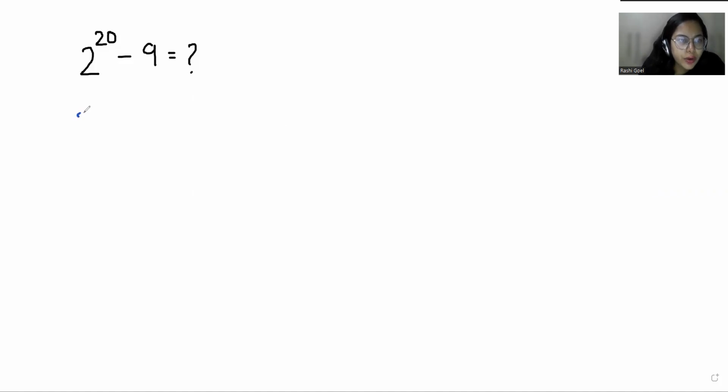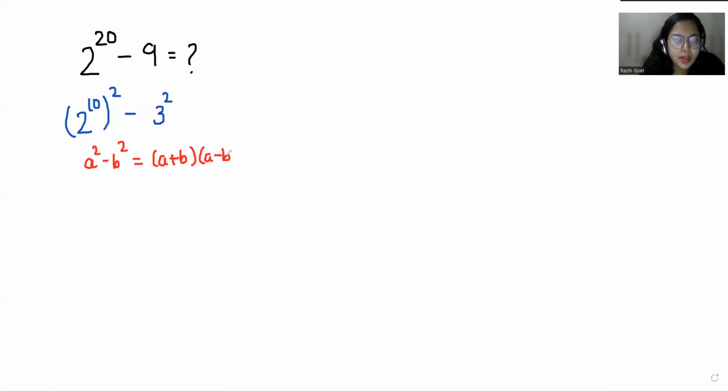So 2^20 we can write as (2^10)^2, minus 9 as 3 squared. Now I'm going to use a very famous identity, that is a squared minus b squared, which equals (a plus b) times (a minus b). So it becomes (2^10 plus 3) times (2^10 minus 3).